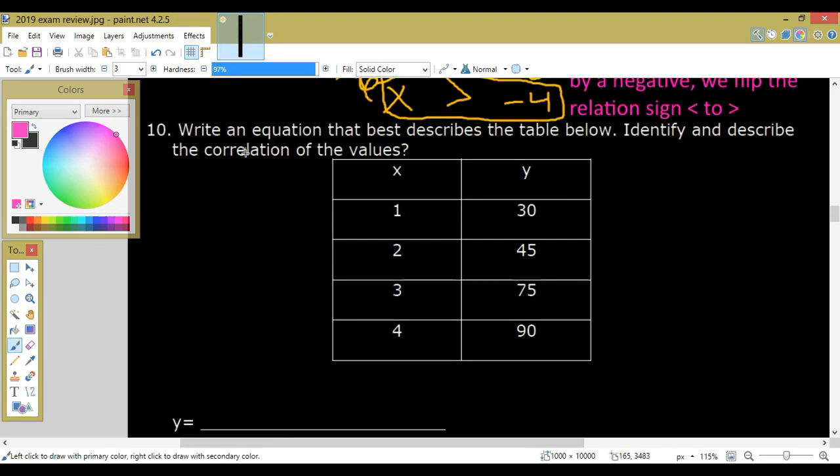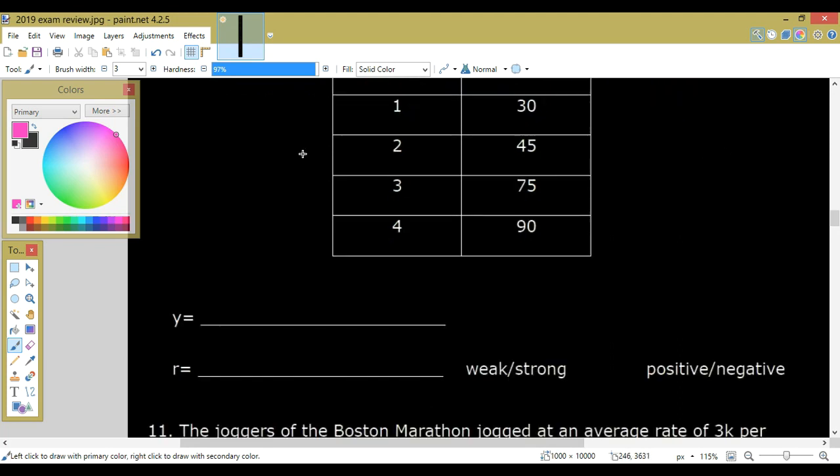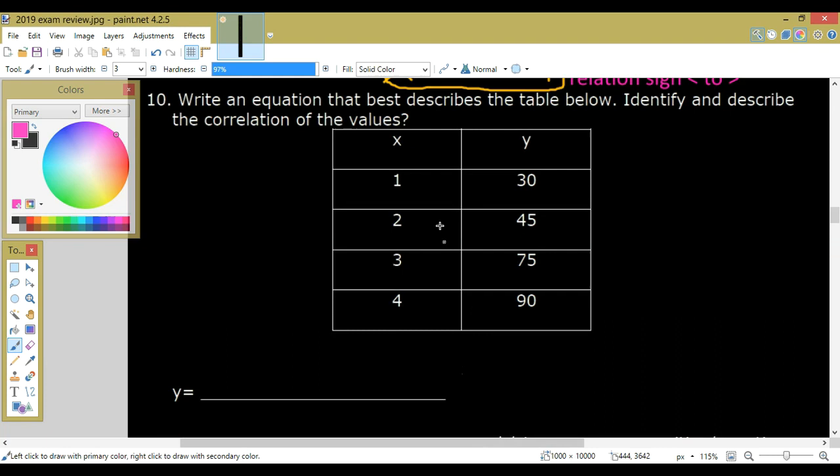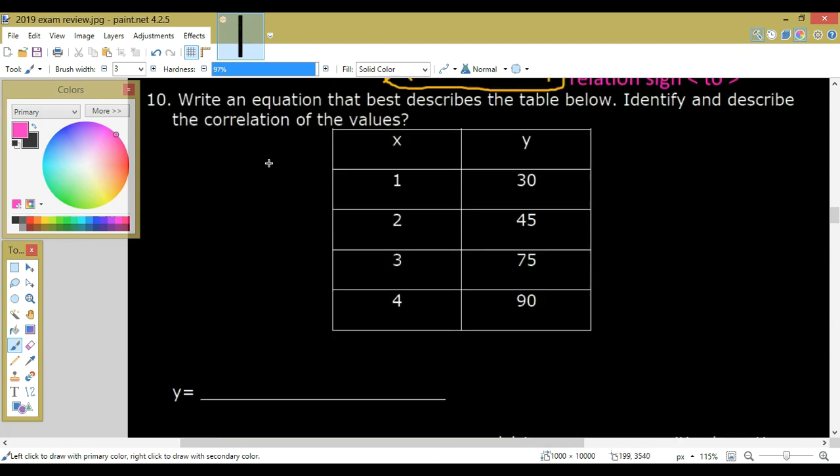Number 10, write an equation that best describes the table below. Identify and describe the correlation of the values. So we have x and we have y. We're finding an equation and we're finding the correlation coefficient r. So if we calculate the change in x and the changes in y, 1 plus 1 would be 2, 2 plus 1 would be 3, and 3 plus 1 would be 4.